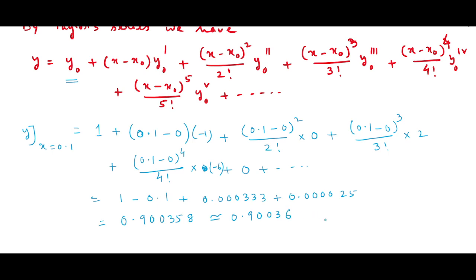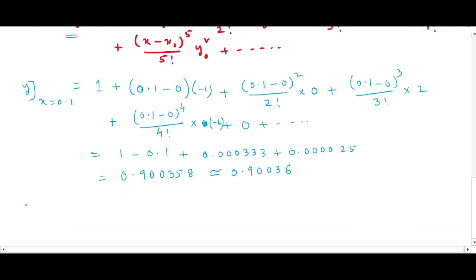Similarly, in the same way, one more value you have to find at 0.2. You can put it by yourself in the same way. Just in place of x, you have to put 0.2. All the other things are the same. So here you will get approximately 0.8127, up to 5 decimal places. So it's very simple.